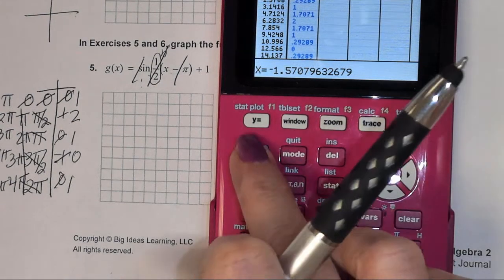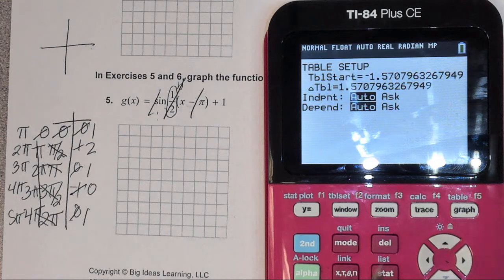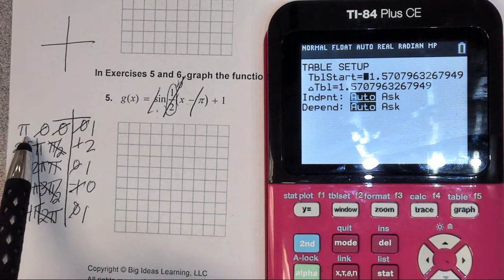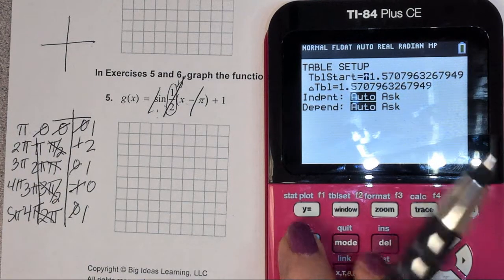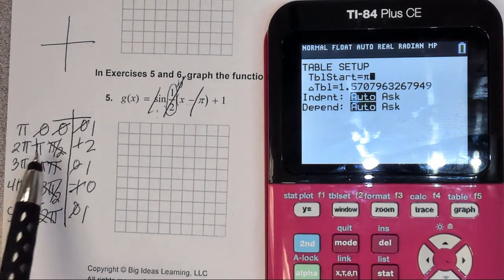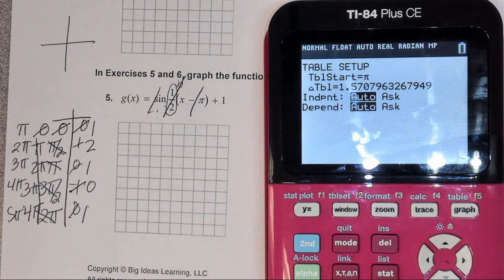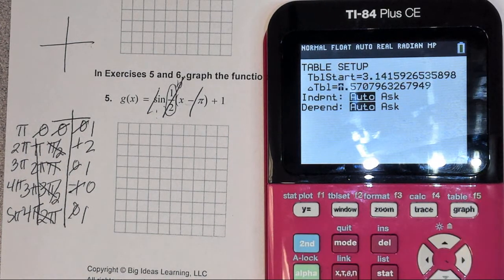Above window. So go to second window. We have to set up our table. Where's our table starting? Pi. So I need to say start at pi. How much is our table going up by every time? Pi. So I need to make this pi.